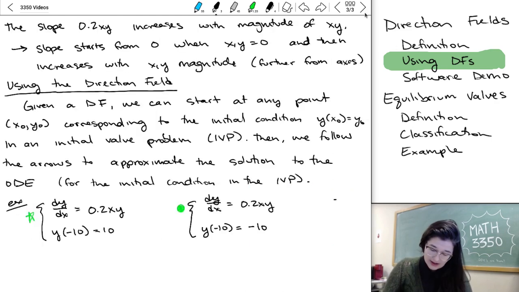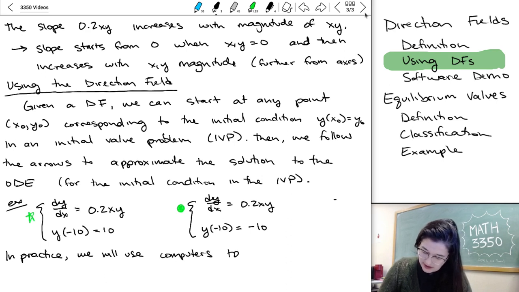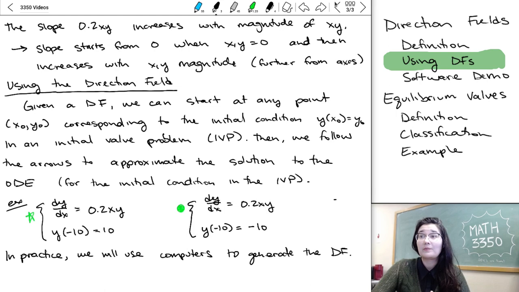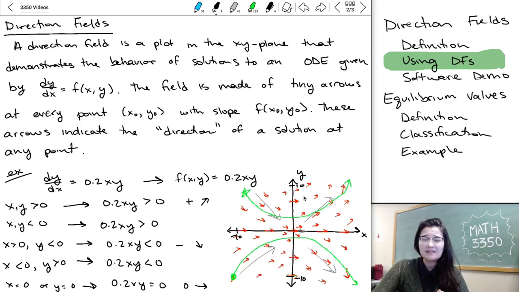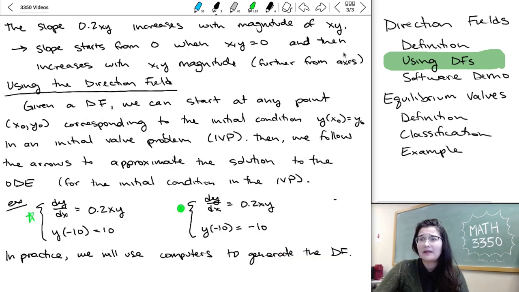I do want to mention that in practice, we are going to be using computers to generate our direction fields. This first thing we did where we drew all the arrows out was very tedious. And so it's better if a computer does it, and then we can just use the direction field.